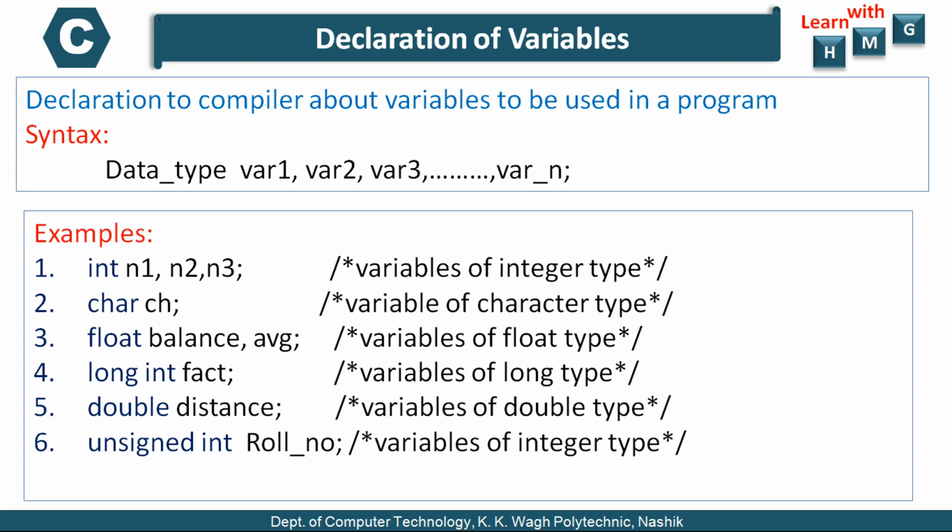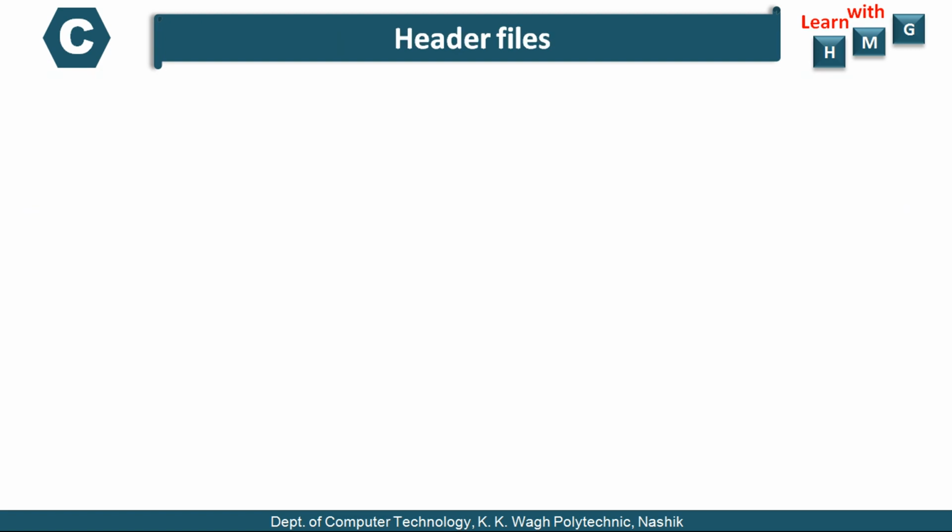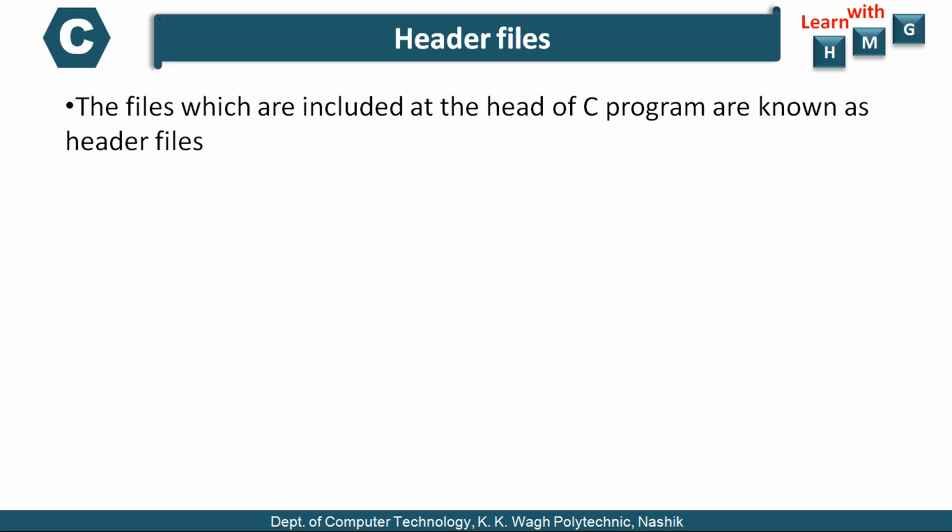The next concept required, a basic concept of the C language, is the header file. What do you mean by header file? The files which are included at the head part of a C program are known as header files. What does the header part mean? The beginning part of your program is called the heading part, and the files specified there are called header files, and hence their extension is .h. These files are also known as library files.